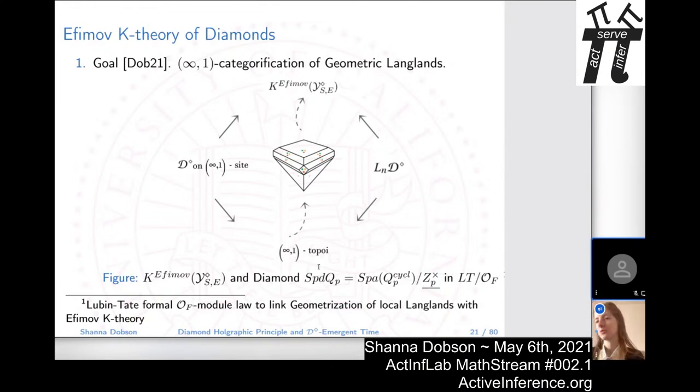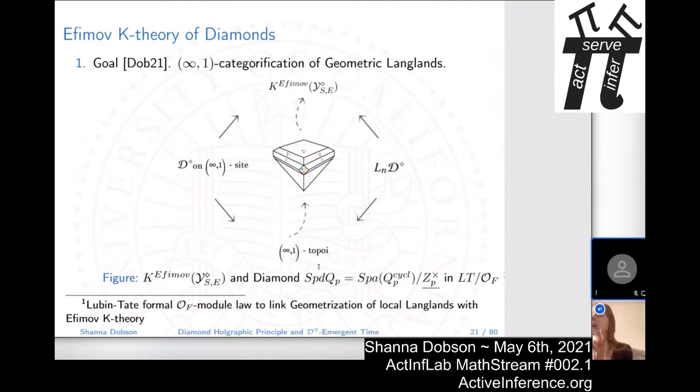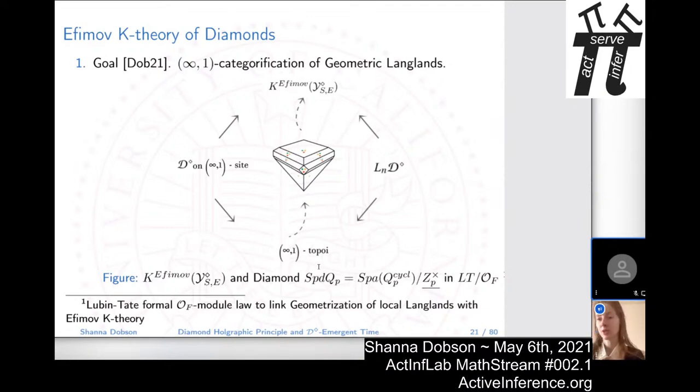So in this model that I have here, the diamond's in the middle. And again, you have the Efimov K theory of the actual diamond curve. And at the bottom, I said this structure is possibly an infinity one topos, which goes back to Daniel's point about bringing all the structure in. So an infinity one topos is an infinity one category. It satisfies a descent condition. It's locally Cartesian closed, so everything maps to each other. It's got a kappa filter on it. So everything is nice and contained, which is really nice.